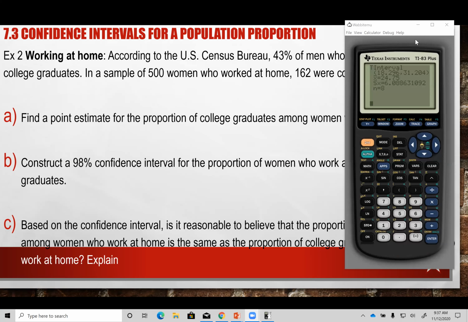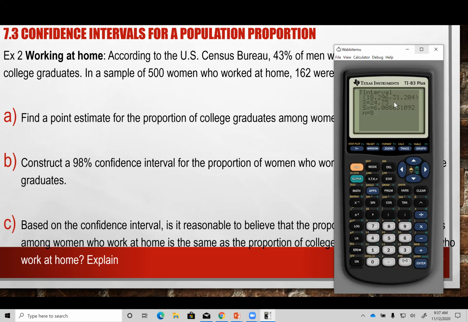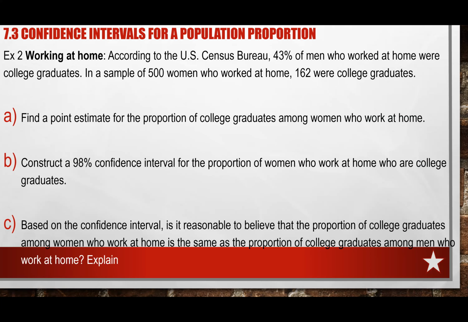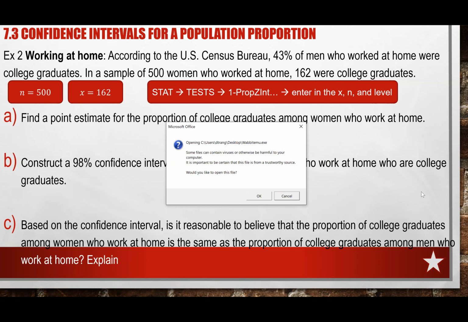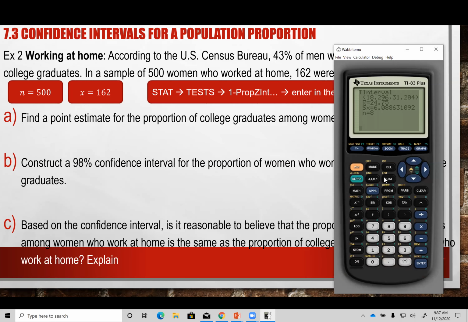If you look at this particular problem, before we can do any of this, you need to identify what they've given you. In this case, we know that they give us the n, which is 500, and the x, which is 162, or call it graduate. Because they asked us to construct the confidence interval, our calculator can help us calculate this, using the one proportion Z interval. We're not using the T, we're not using the Z, we're using the one proportion.